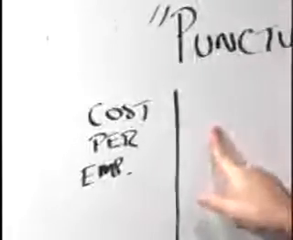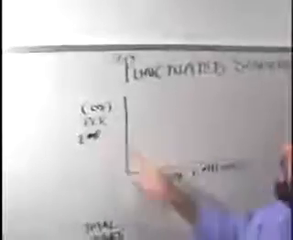Punctuated scalability. It's a term I invented, ripped off from Stephen Jay Gould's concept of punctuated equilibrium. And it's a way to think about support cost. Here's what I mean. Look at this graph where we have cost per employee over here and number of employees over here. In most organizations, the graph looks like this.